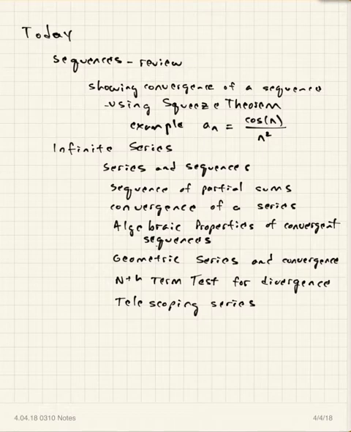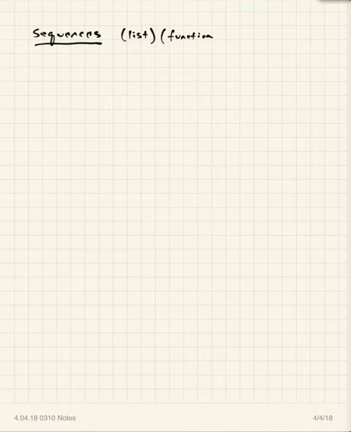Last time we were talking about sequences. First of all, let's talk about some of the key words here. Remember, you think of the word list when you think of a sequence, and you also think of a function where the domain is the counting numbers, the natural numbers.